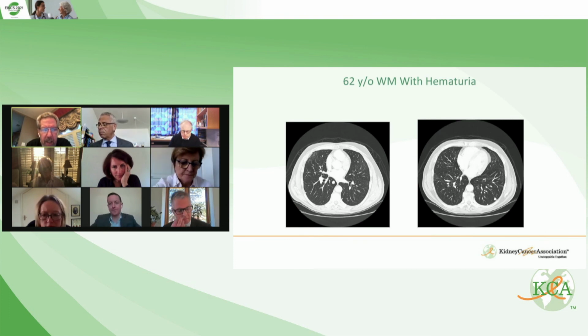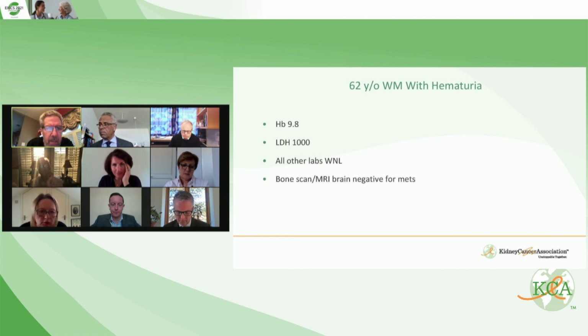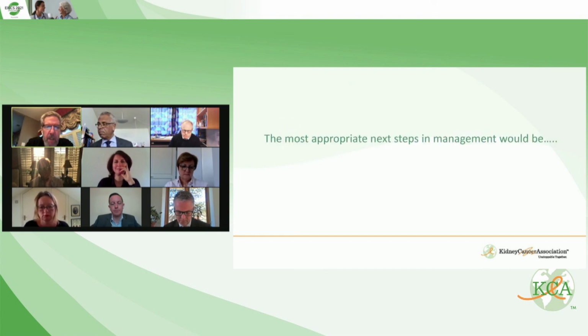You can see the CT scan of the chest where the patient has bilateral pulmonary nodules that are suspicious for metastatic disease. The patient has a hemoglobin of 9.8. He's got an elevated LDH. All other laboratory studies are within normal limits, and his bone scan and MRI of the brain are negative for evidence of metastatic disease. So locally advanced primary tumor in the right kidney, bilateral pulmonary metastases that appear to be small volume, anemia, LDH of 1,000, patient continuing to have intermittent gross hematuria. And my question to the panel is, what would be the most appropriate next steps in this patient's management?